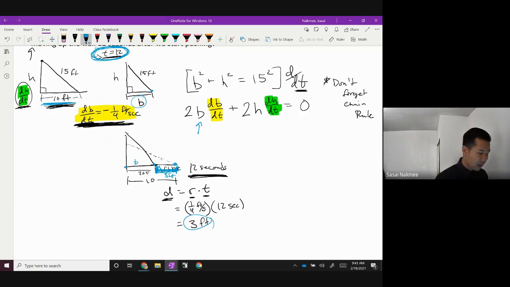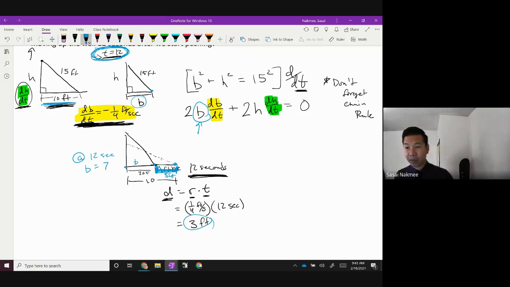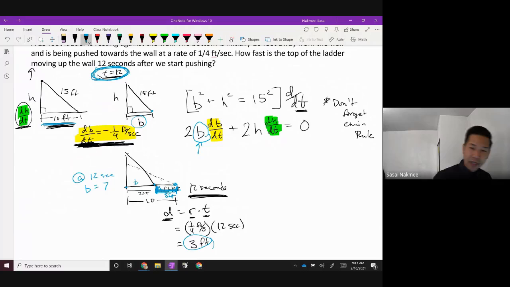So I know that at 12 seconds, B is going to be equal to 7. So that right there helps me plug in for this value. Now, Monica, I'm going to go back to what you said earlier, right? Plugging in a number for B into the first equation, which is this guy right here, to help us find H is what we're going to do right now. So if B is equal to 7, what is H equal to? Well, we just plug into that equation up here.